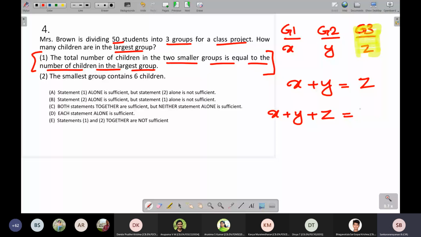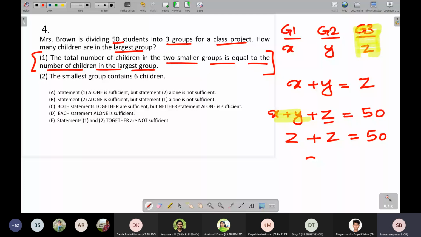And with statement 1 alone, I am getting the next input: X plus Y is equal to Z. So what I am going to do here is, instead of this X plus Y, I am going to present this Z plus the Z that is already here. So Z plus Z is equal to 50. This gives me 2Z equal to 50.